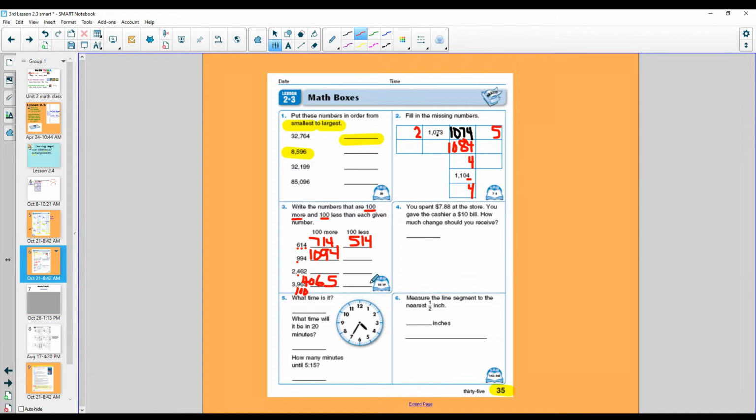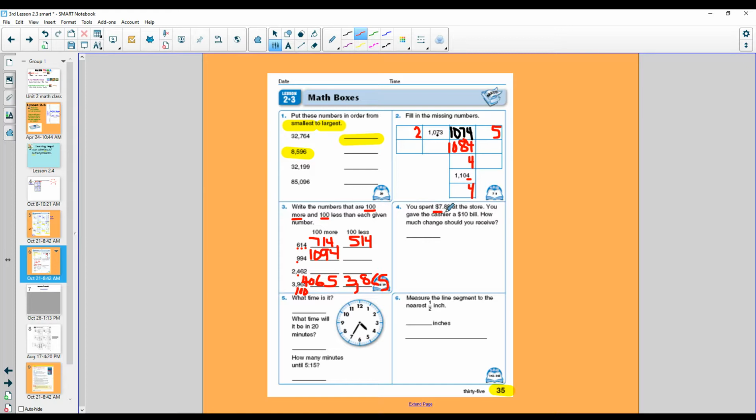Oh my goodness, I almost messed that up. So this is going to be 3,000 still, and then the hundreds place is going to go down, so it's going to go from a 9 to a, you got it, an 8, and the 65 is going to stay the same. Did you get that one right? I hope you did. All right, number 4.